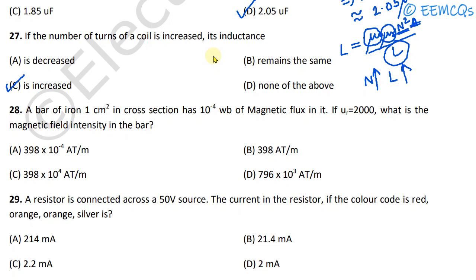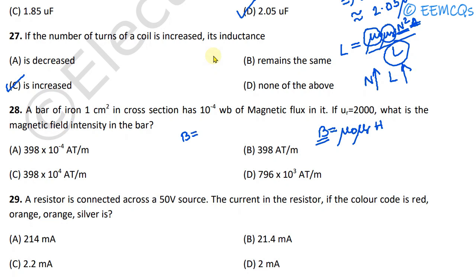In question number 28, it's given a bar of iron of 1 centimeter square in cross section has 10 to the power minus 4 Weber of magnetic flux. If mu r is 2000, what is the magnetic field intensity in the bar? The magnetic field intensity and flux density is related by B is equal to mu 0 into mu r into H. Now what is B?